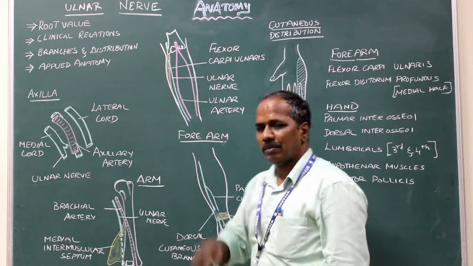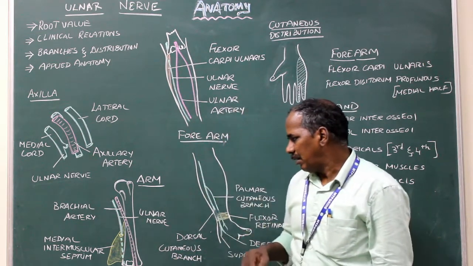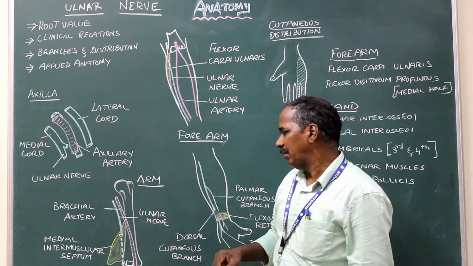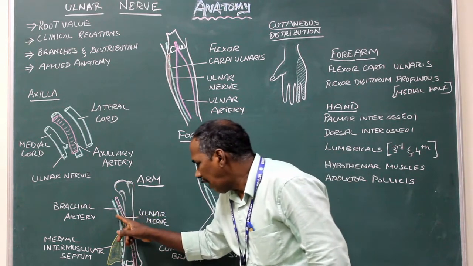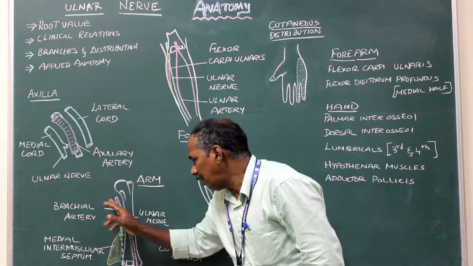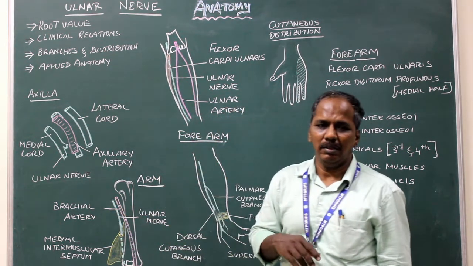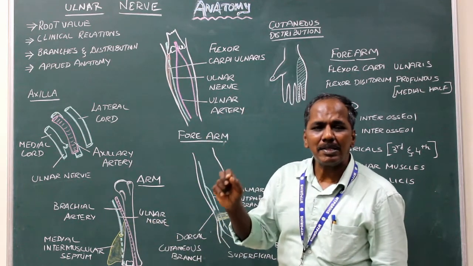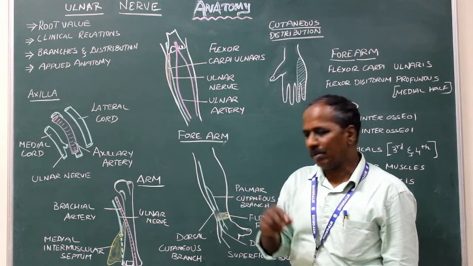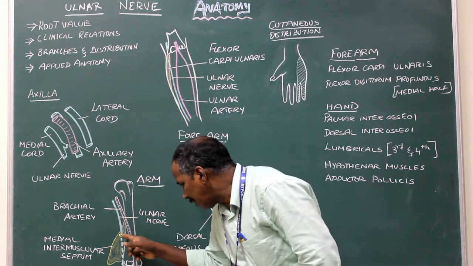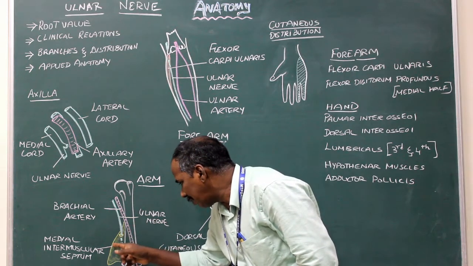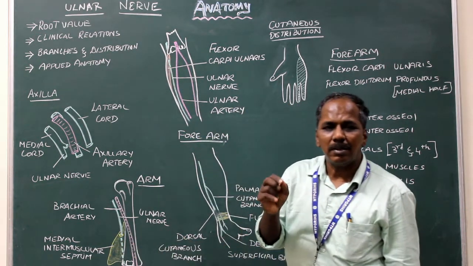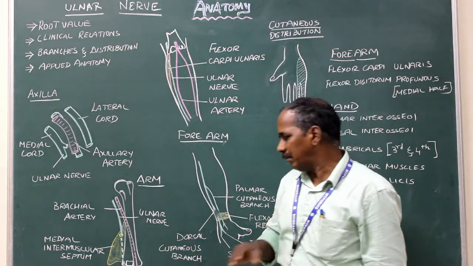In the arm, so in the upper part of the arm, the ulnar nerve lies medial to the brachial artery. At the middle of the arm, or at the insertion of coracobrachialis, it pierces the medial intermuscular septum.